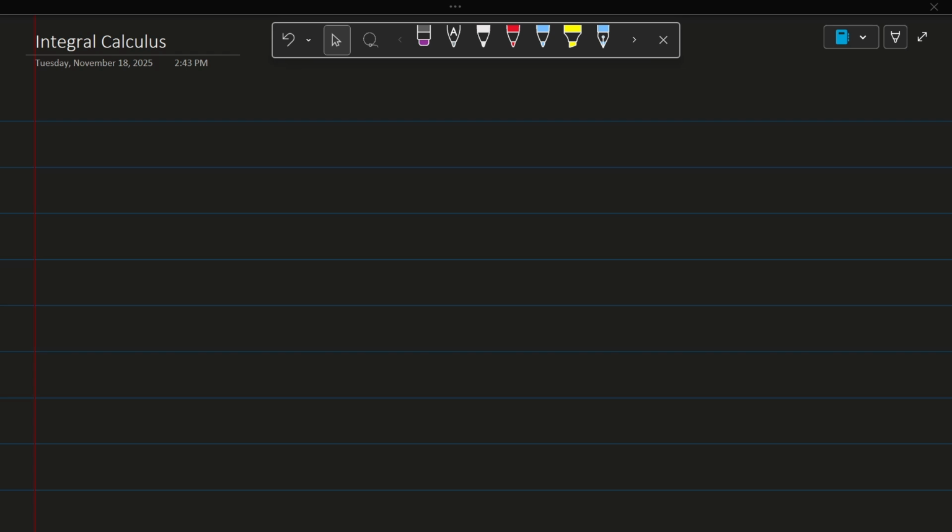So today on Foundational Mathematics, we want to start to talk about integral calculus, in which we will try to sum up multiple small components of a function.